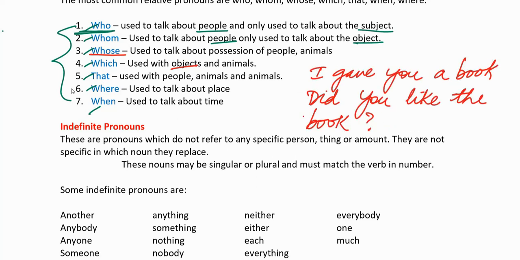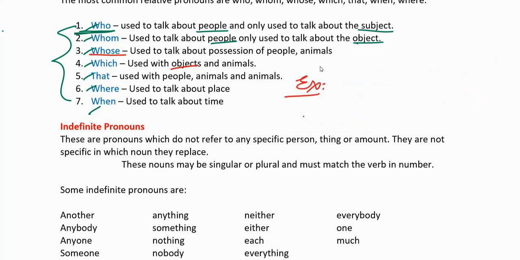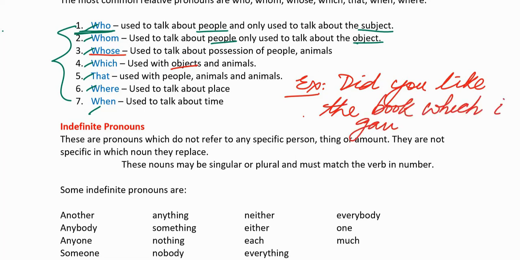Now look at the two sentences here. I gave you a book. Did you like the book? Now the two sentences here are talking about the book, which is a thing here. We can link the two sentences and write it as one without using the noun book again. Let us see how we can do that. We can write, did you like the book which I gave you?